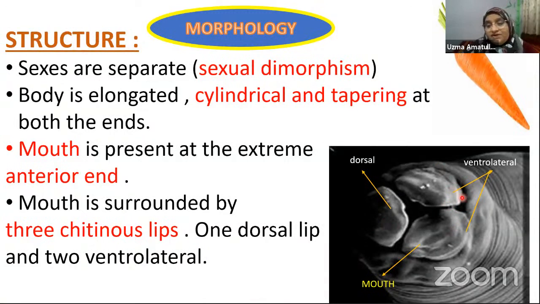Why ventrolateral? Here ventral is this side. Lateral, it is a little to the left lateral side, and half of it is to the ventral side. That is why these lips are ventrolateral. What is the position of these 2 lips? Ventrolateral. So one dorsal lip, 2 ventrolateral lips. These lips are chitinous.